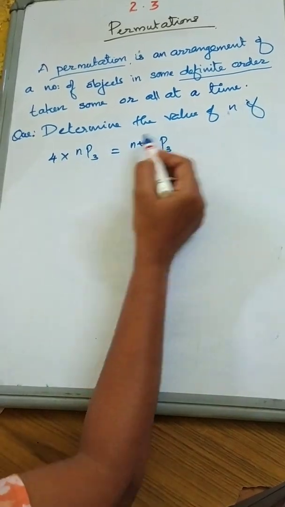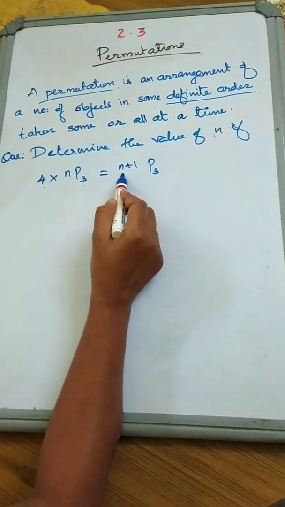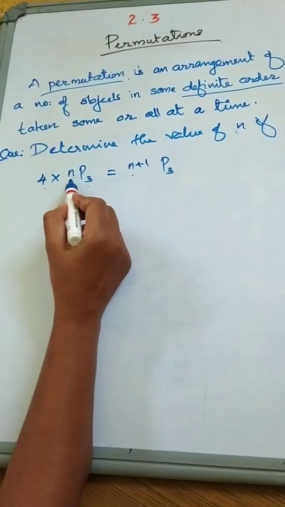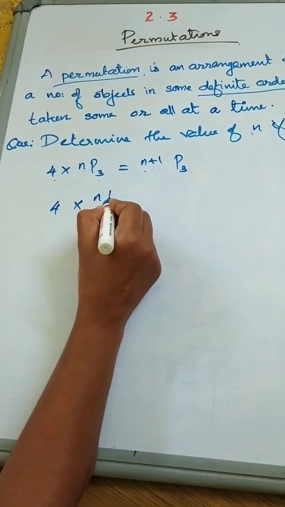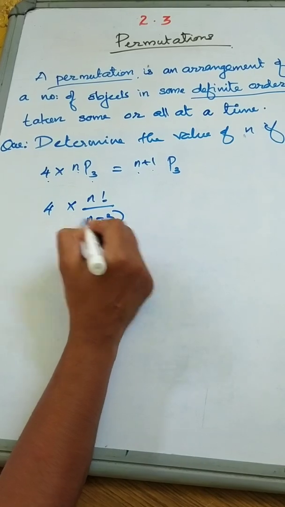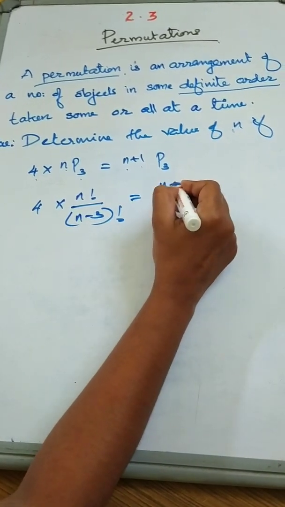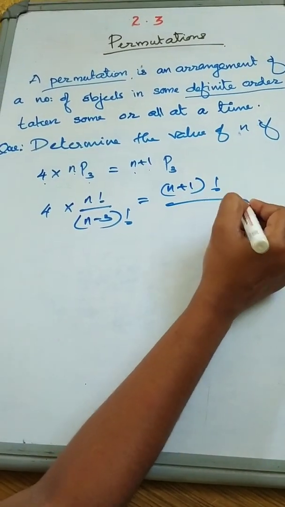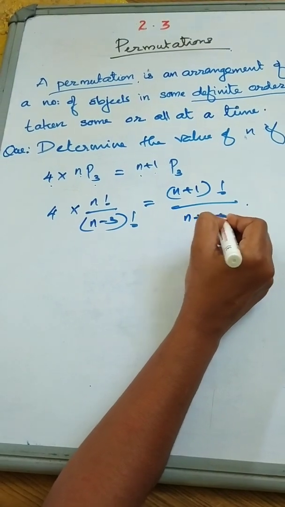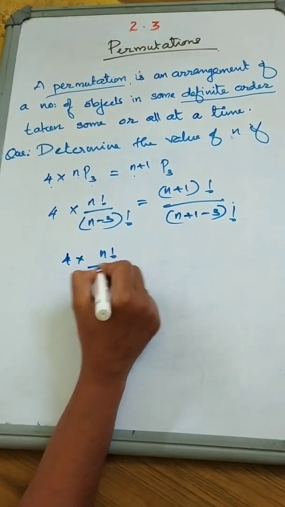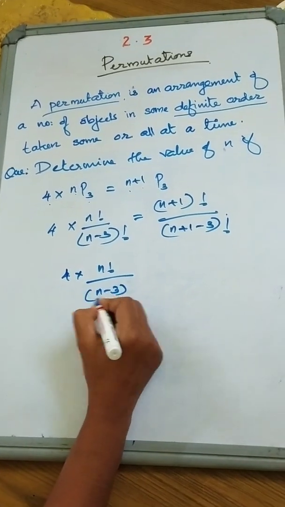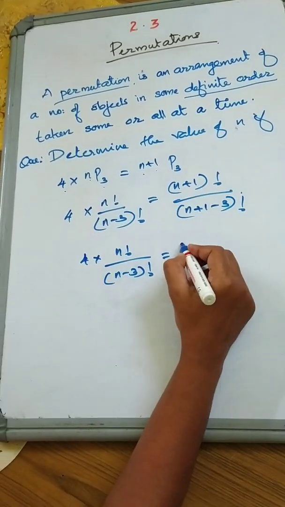Determine the value of n if 4 times nP3 is equal to (n+1)P3. We have to find what is n. Just write the equation: 4 times n factorial divided by (n minus 3) factorial is equal to (n plus 1) factorial divided by (n plus 1 minus 3) factorial.